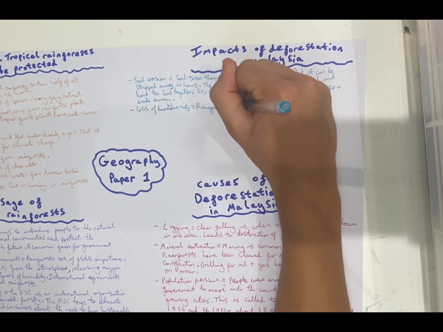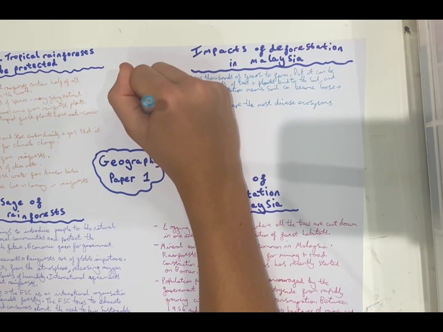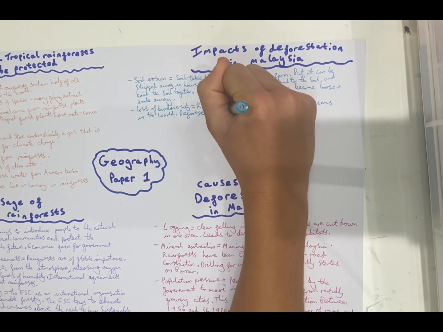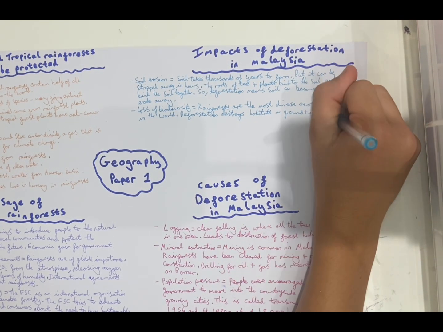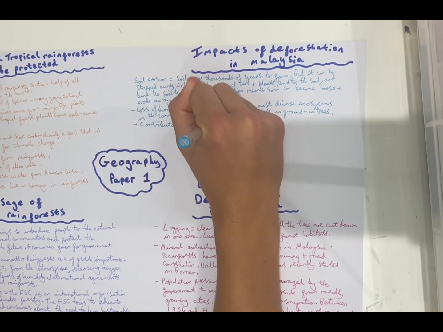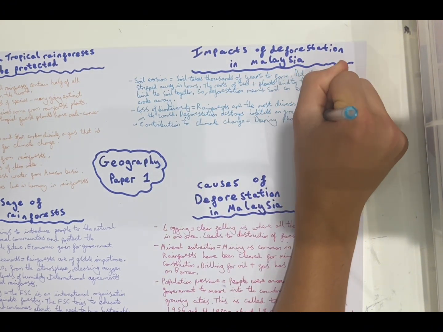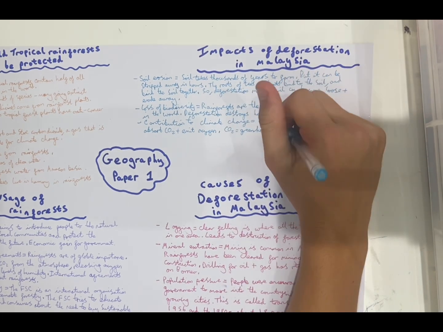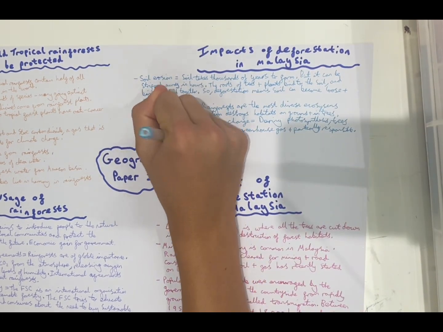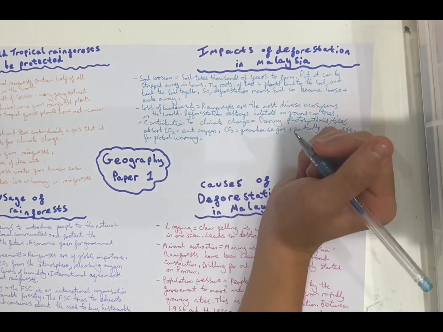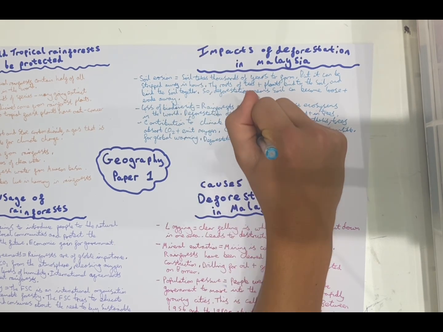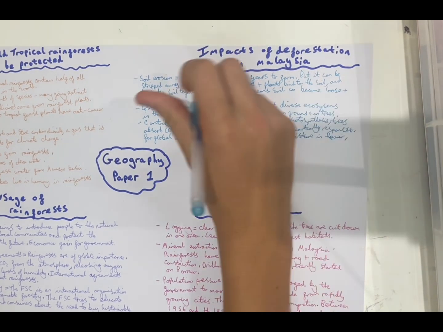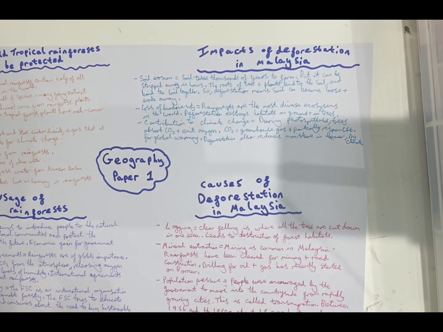And then loss of biodiversity is another factor. So rainforests are the most diverse ecosystems in the world, like I mentioned earlier. Deforestation destroys habitats on the ground and in trees. Contribution to climate change. So during photosynthesis, trees absorb carbon dioxide and emit oxygen. Carbon dioxide is a greenhouse gas partially responsible for global warming. Deforestation also reduces moisture in the air, causing a drier climate.